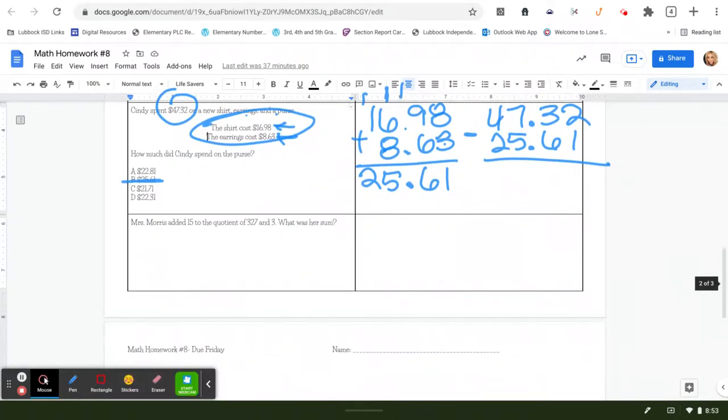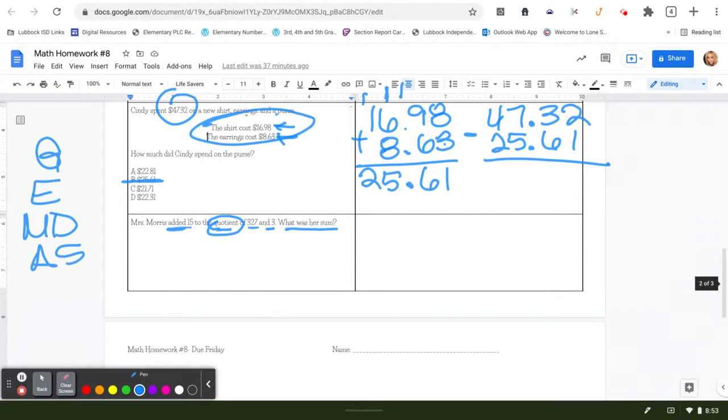And the last one for today is going to be very similar to question 1 on our district assessment. It says Mrs. Morris added 15 to the quotient. The quotient is the answer to a division problem of 327 and 3. What is the sum? Remember, in our order of operations, add comes after divide. So we're going to divide first because I can't add 15 to the quotient until I know what the quotient is.